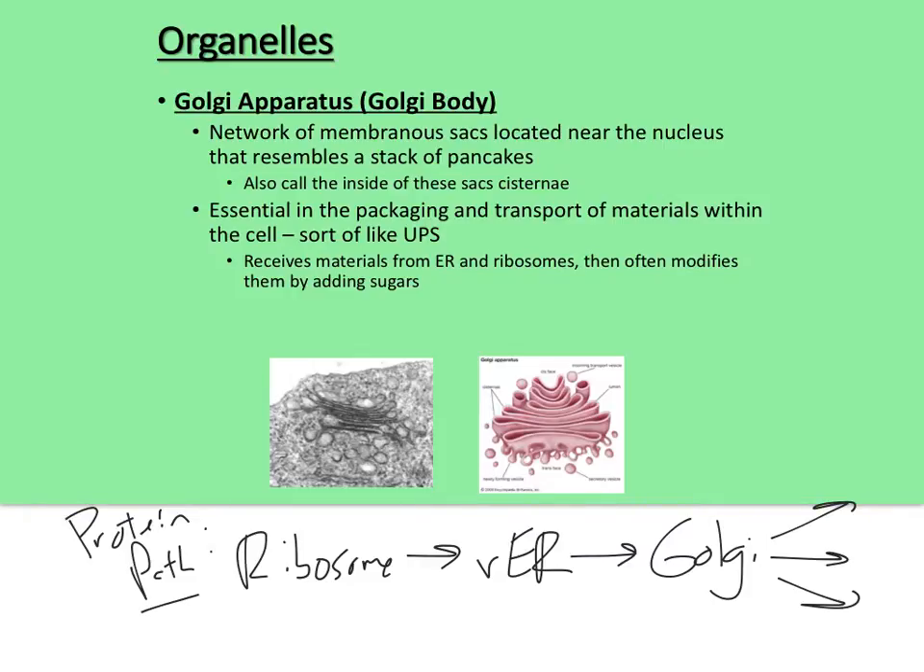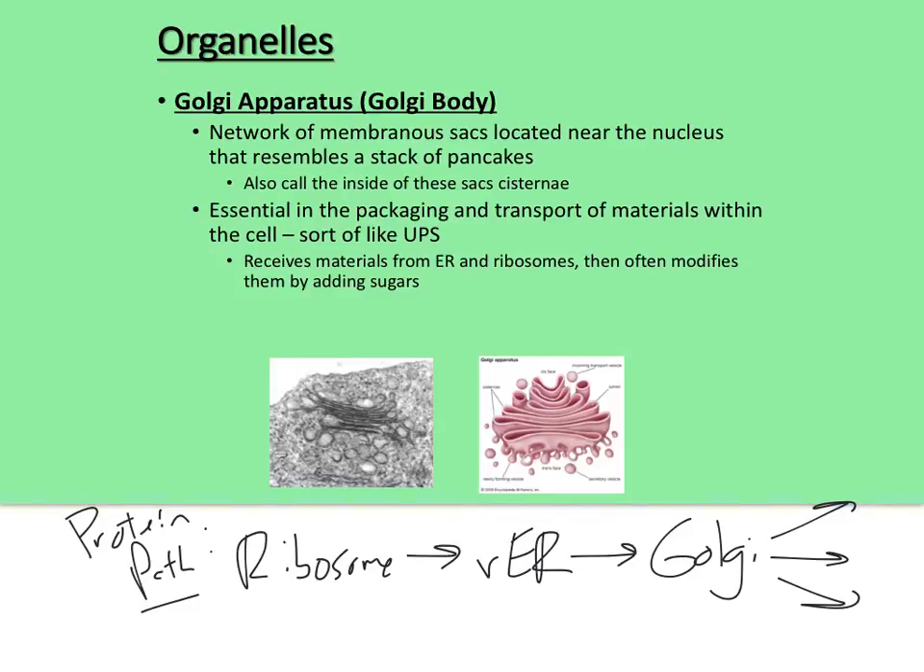So the Golgi is yet another set of membranous sacs. The inside of these sacs are also called cisternae. And the Golgi is, like it says here, essential in packing and transporting materials. It's sort of like UPS, right? So you build a material, the protein, the ER helps you get it packaged into a box, and then that box has to go through UPS or the Postal Service to get where it's supposed to go.